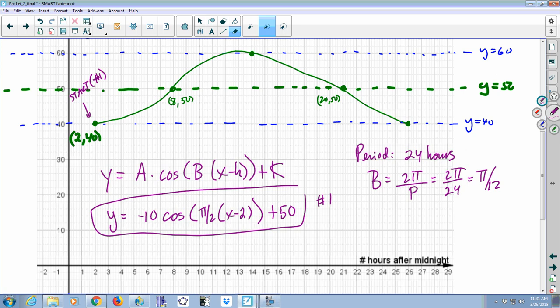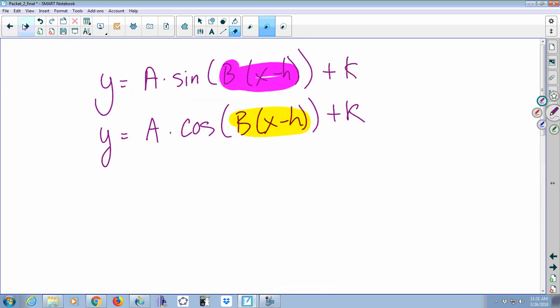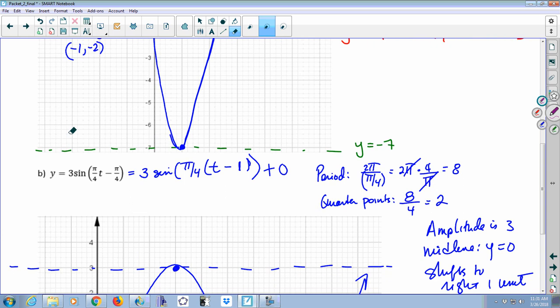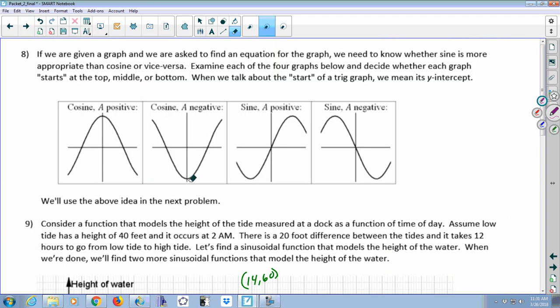So there's equation number 1. Why is it a negative? Because you're starting at your minimum value. Right here, let's take a look. Where did I put that picture? Where is it? Right here. When you start at your minimum point, it's just been shifted to the right 2 units. Your A value is negative because you're starting at your min and you're going up to your max. Cosine starts at max and goes down to the min.